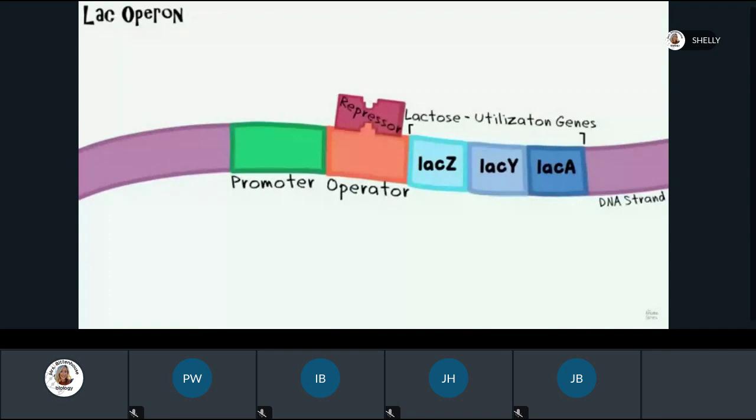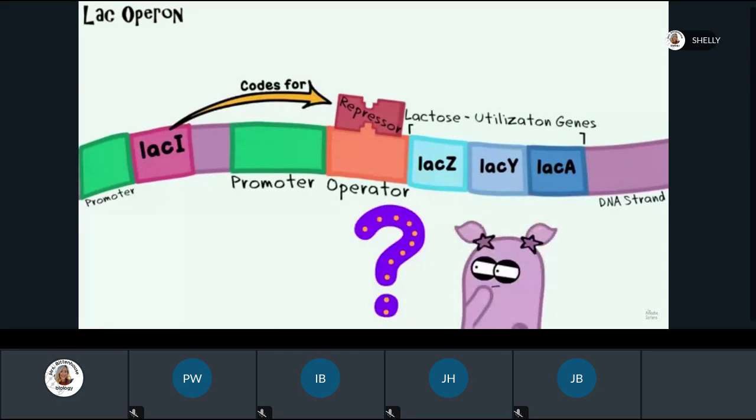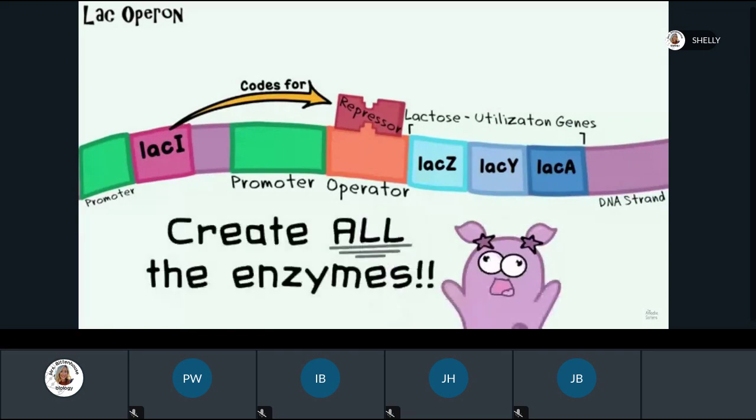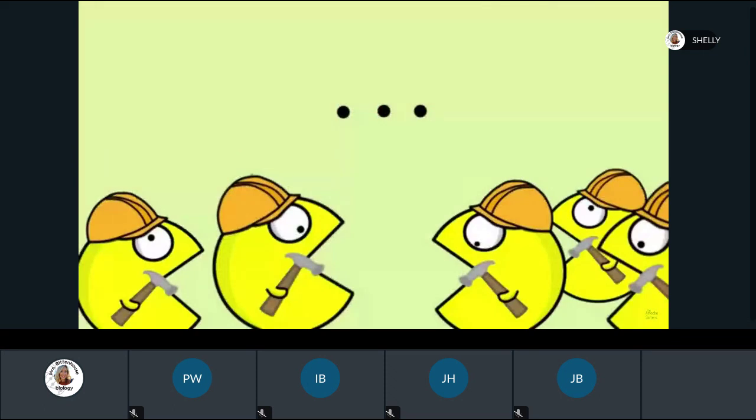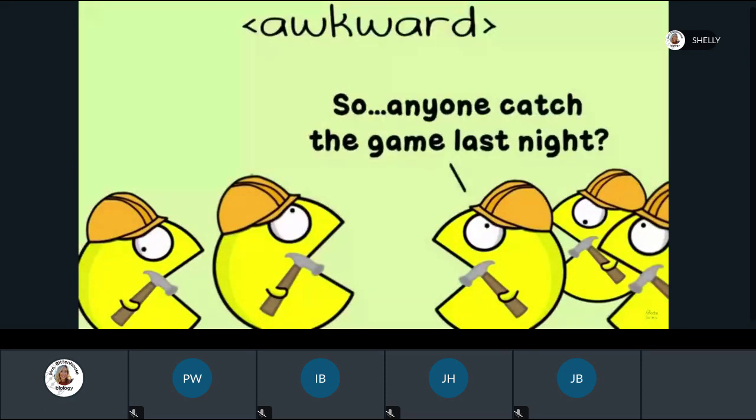Here's the repressor. There's actually a gene here that codes for producing the repressor. See this gene that we call I? It has its own promoter. Well, this gene codes for the production of the repressor. So why do we need this repressor? Well, it's wasteful to make things that you don't need. If there's no lactose, it wouldn't make sense to start making enzymes that work together to break down lactose. It would be a waste. The enzymes would just sit there.